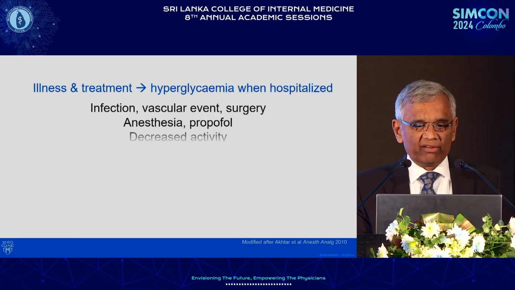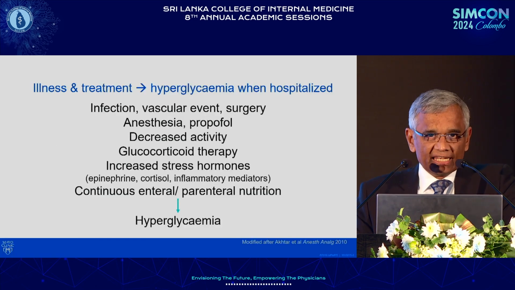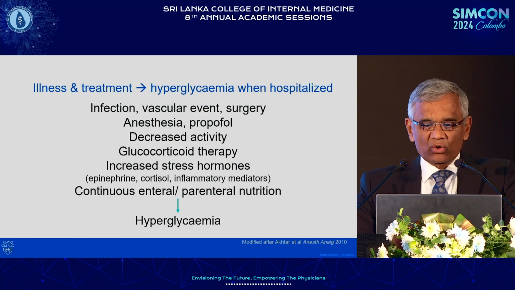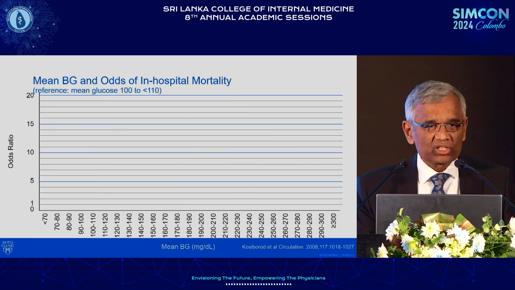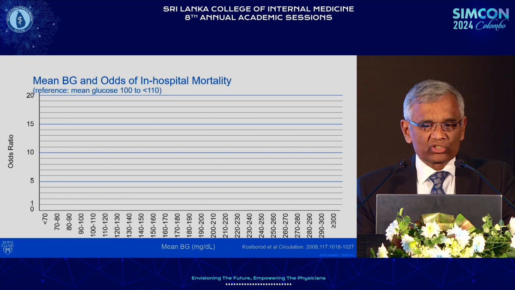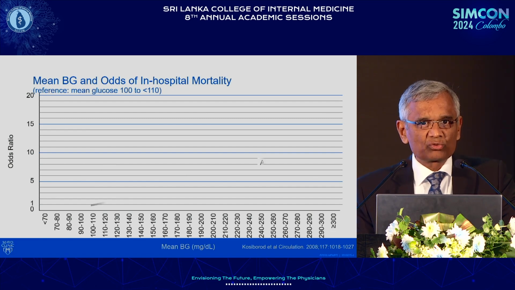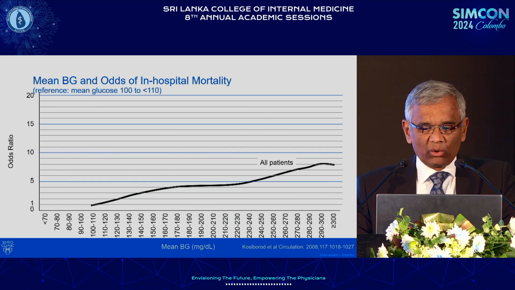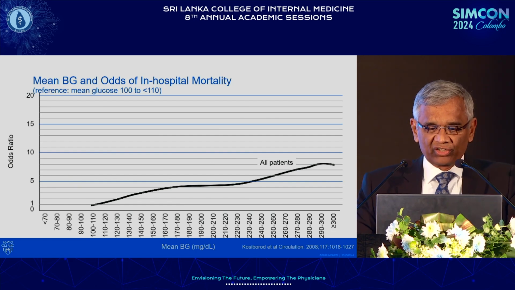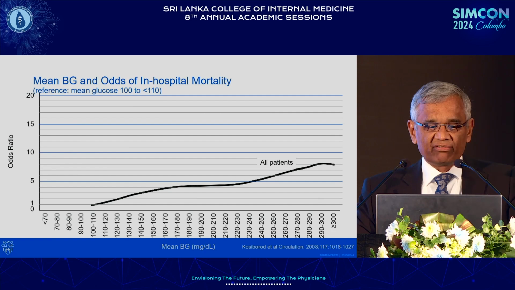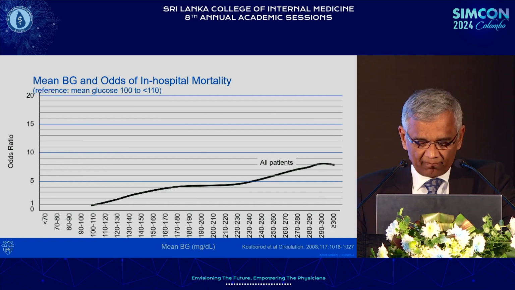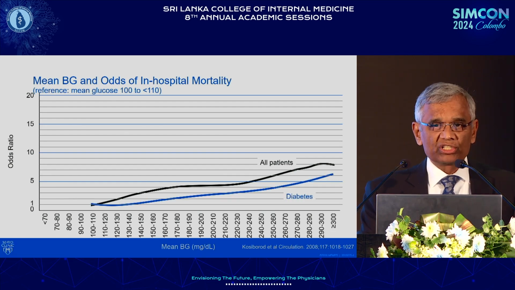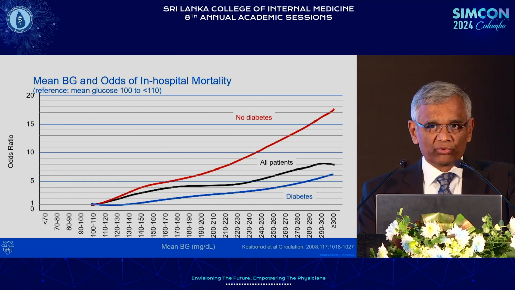Let's start with summary of evidence. We know that illness and the treatment of illness causes hyperglycemia through various mechanisms as has been listed here. This next slide shows that as the average glucose concentration increases in hospital, overall mortality goes up such that if average glucose is more than 300, the overall mortality may be about 7 times higher than those whose glucose is about 100 milligram per deciliter. This is true for people without diabetes and with diabetes both.